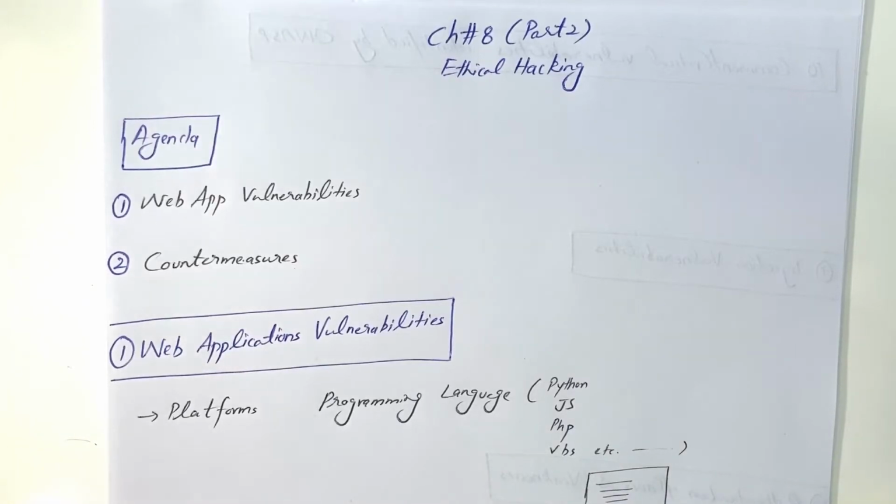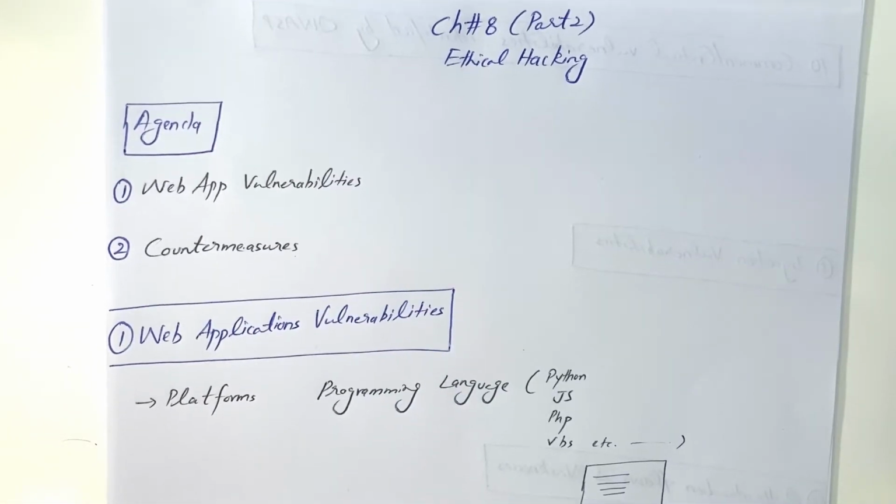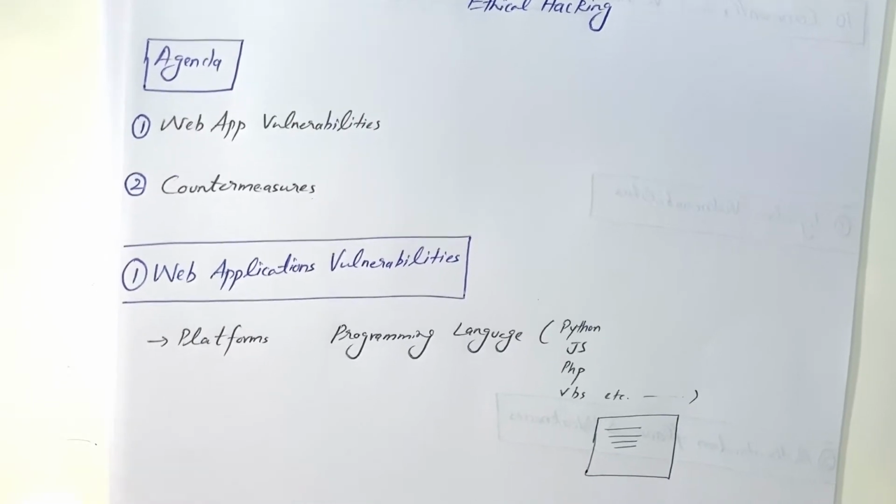Hello everyone. So today we will continue over chapter number 8, hacking web servers. And this is the part 2 of chapter number 8. In the part 1, we discussed the definition of web applications. We discussed the different technologies to design a web application. So today we will discuss web application vulnerabilities and countermeasures, how we can avoid those vulnerabilities.